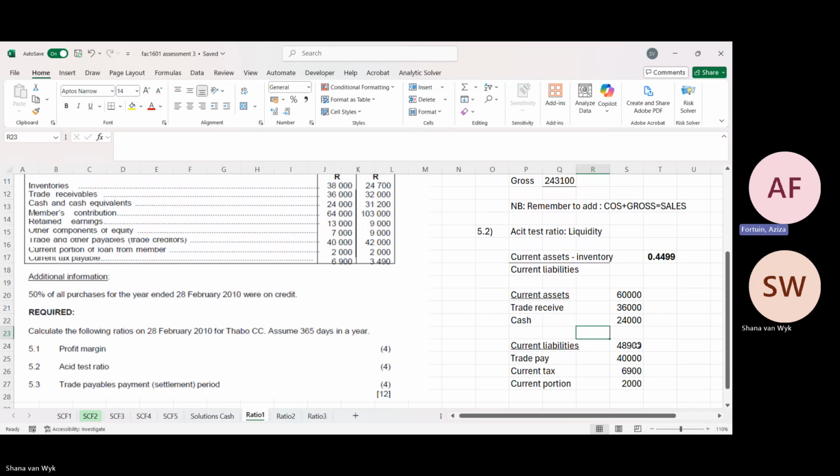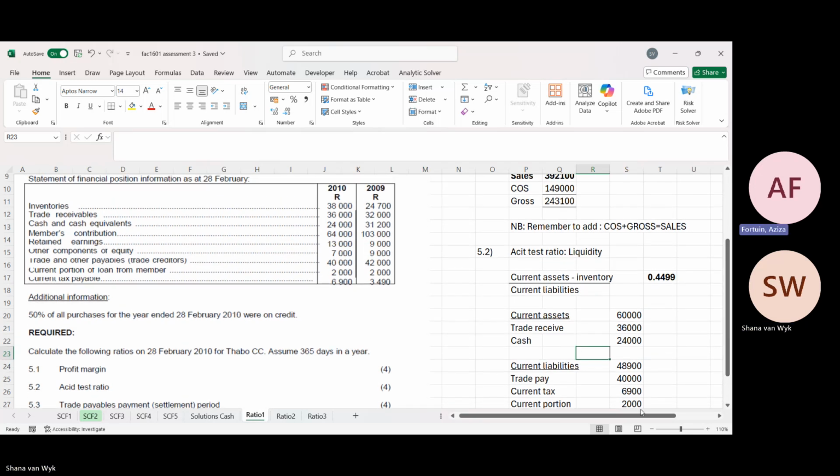So what do you think 0.44 means? It's a bad ratio because it's under one. It is under one. So what does that mean? It means that we have more liabilities than we have assets.